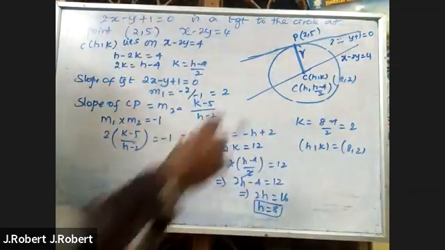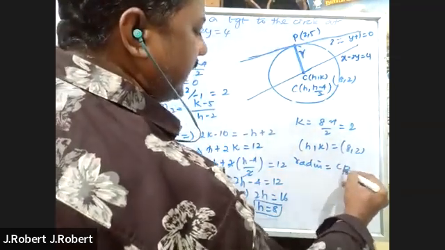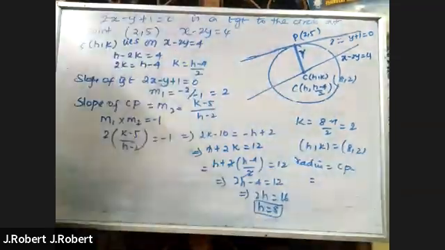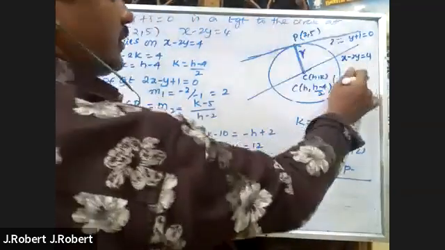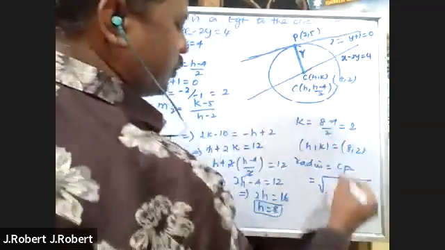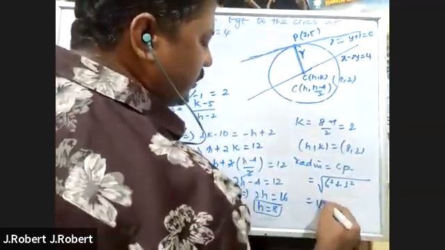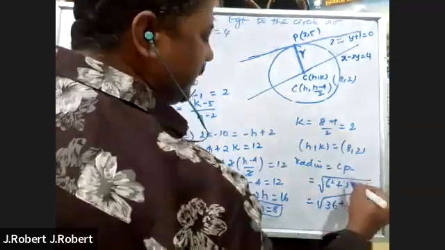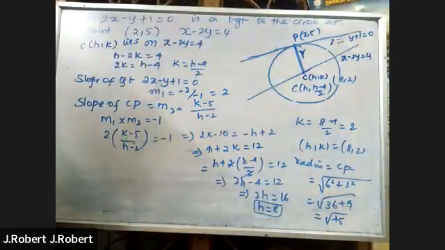I need to find the radius. Radius is CP. According to the diagram, the radius is equal to CP. So CP is the square root of, using the distance formula, x2 minus x1, 8 minus 2 the whole square, 6 square, plus 5 minus 2 the whole square, 3 square, which equals the square root of 36 plus 9, which is the square root of 45. So the radius of the circle is the square root of 45.